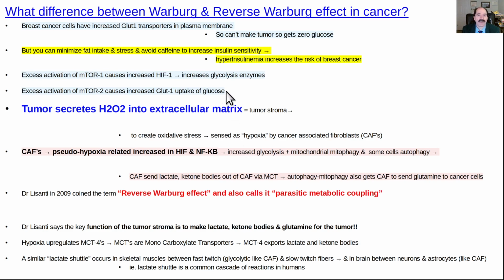Okay, you also want to minimize insulin. So by avoiding high fat, you minimize insulin resistance. Also by minimizing stress. Because in hyperinsulinemia, insulin is a mitogen, meaning mitogenic, meaning that it stimulates a cell to undergo mitosis, to divide.